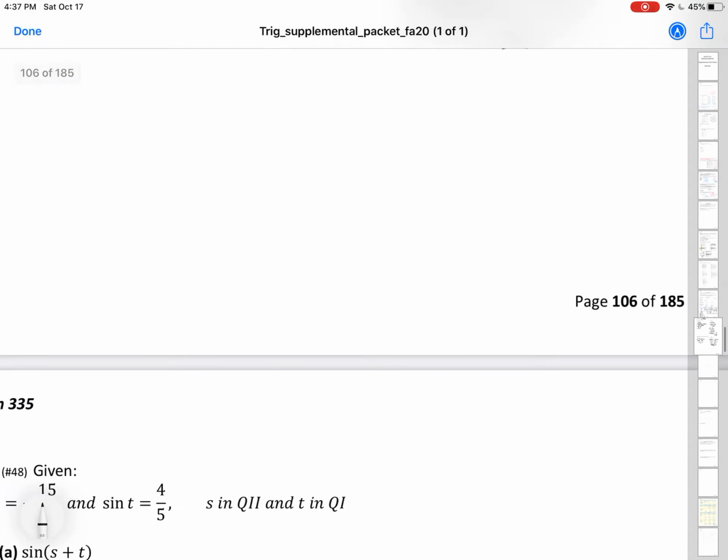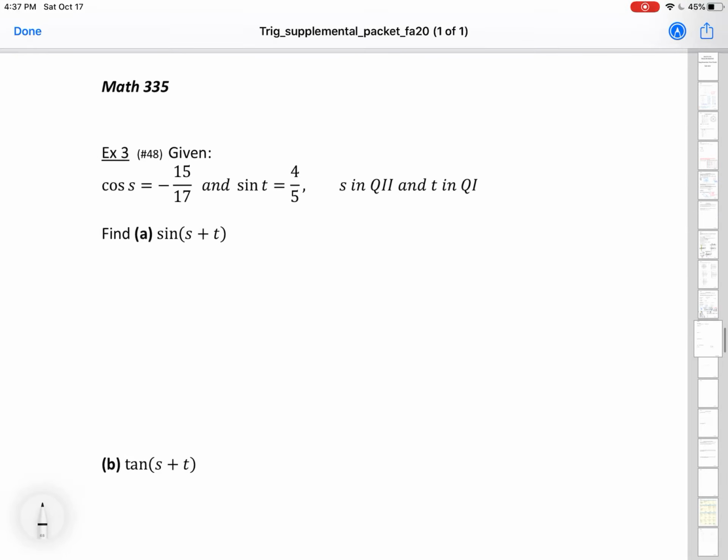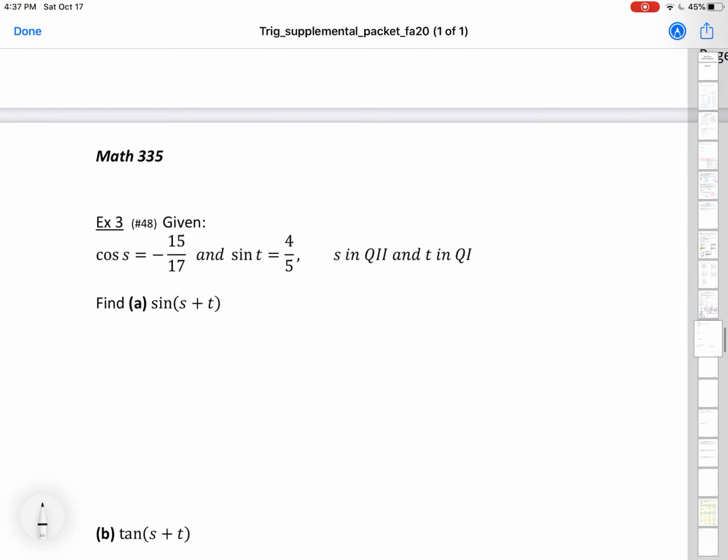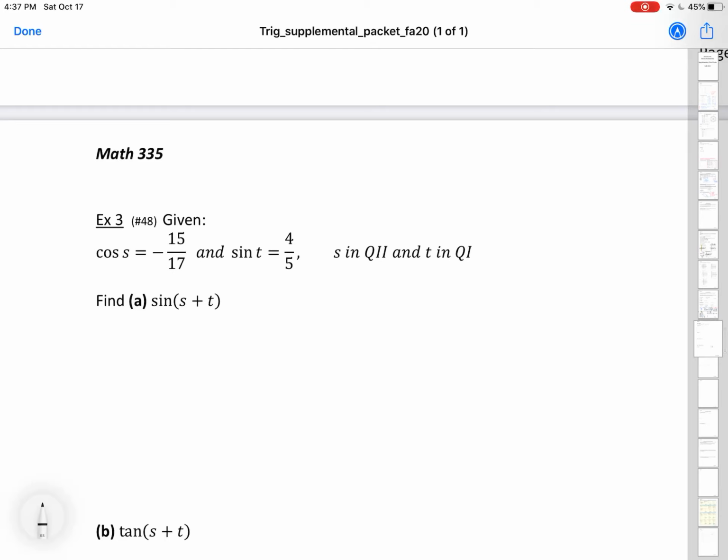Actually, why don't we do the next one? Sorry for the hesitation. They want us to find the sine of s plus t and the tangent of s plus t. This time, s is in quadrant 2, t is in quadrant 1. So you know what we're going to need. We're going to need to know the cotangent and tangent of each one of these guys. So let's go draw some triangles.